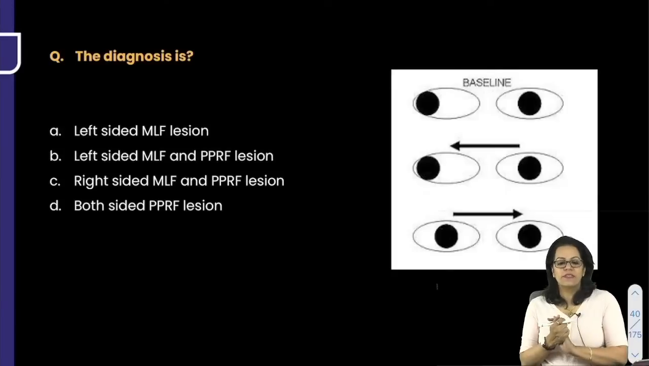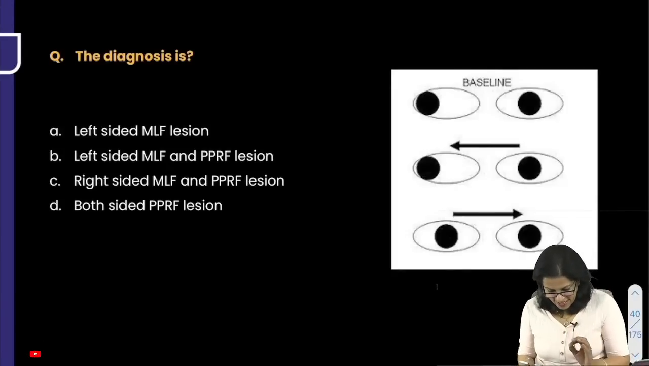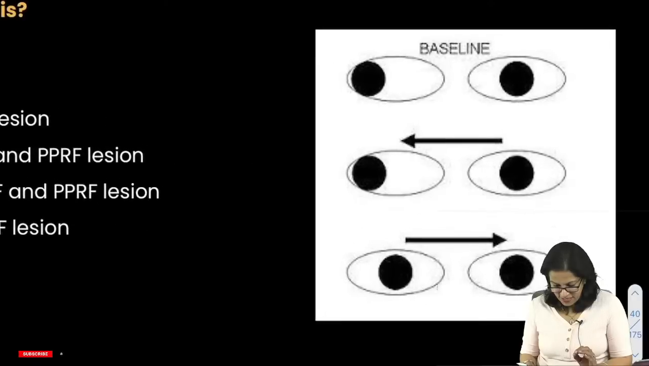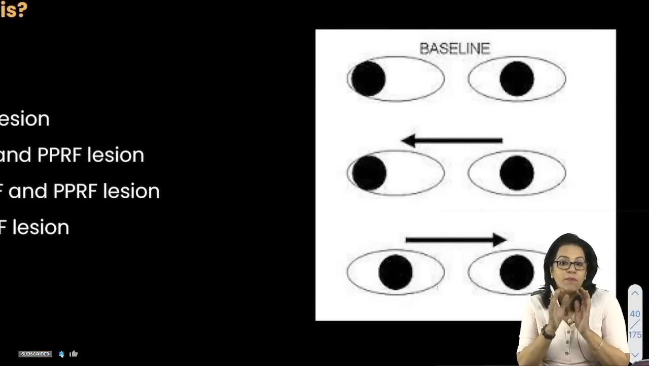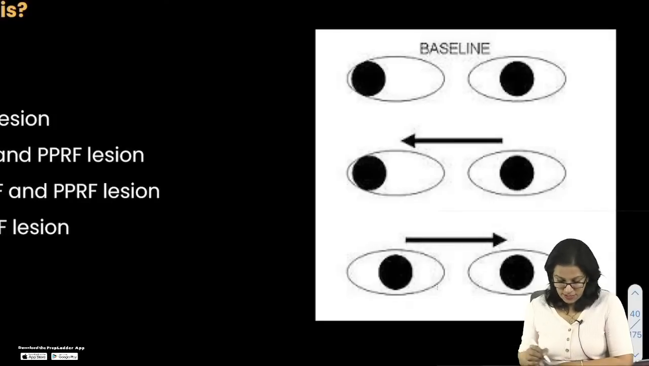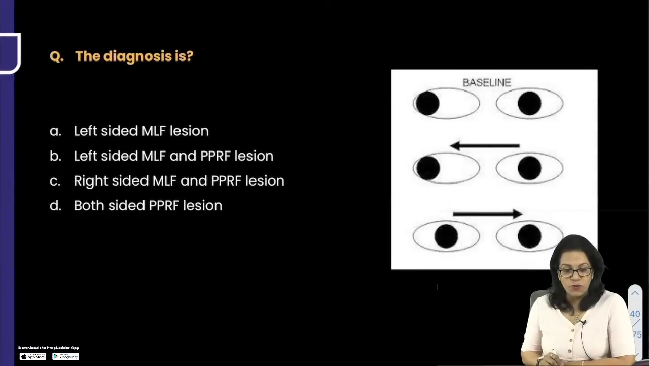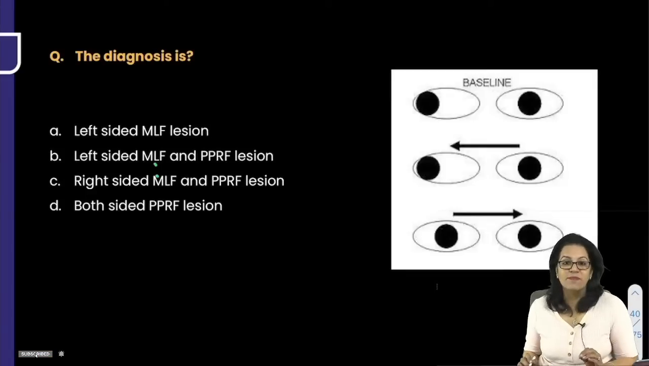Okay, so we start with the next question. What is the diagnosis? In this case, what do you see here? Look at the baseline. One eye in the primary position, right eye in abducted position. Now the question here is, quickly we will look at the options to know what they are intending to ask: left-sided MLF lesion, left-sided MLF and PPRF lesion, right-sided MLF and PPRF, or both-side PPRF.